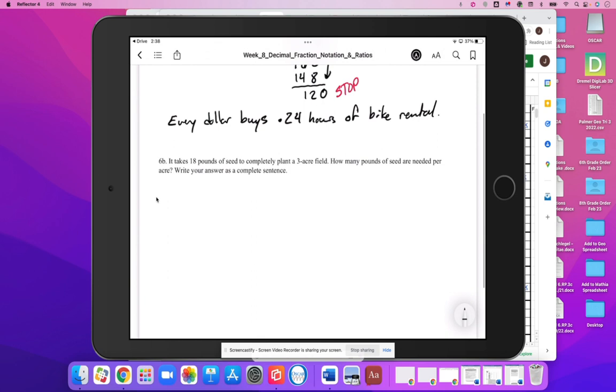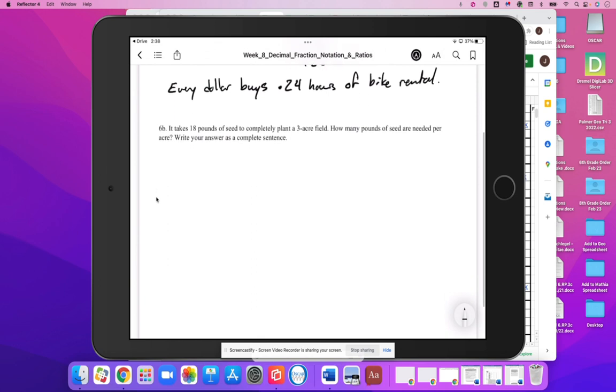And then it takes 18 pounds of seeds to completely plant a 3-acre field. How many pounds of seeds are needed per acre? So pounds per acre is going to look like this. So pounds is going to be inside the box and acres is going to be outside. So 18 pounds divided into a 3-acre field is going to be 3 goes into 18, 6.